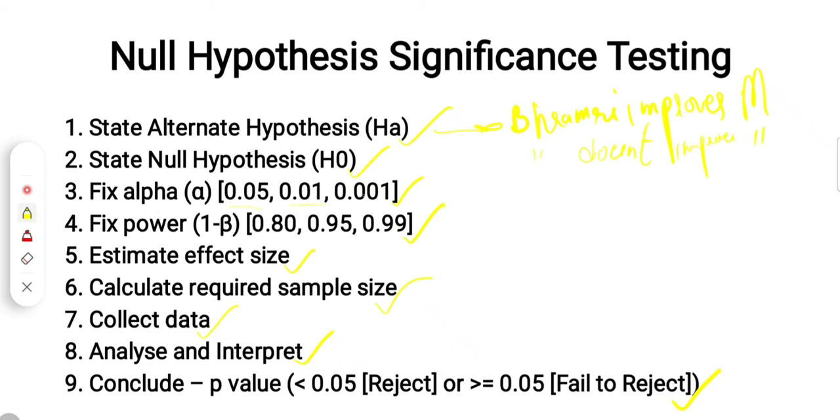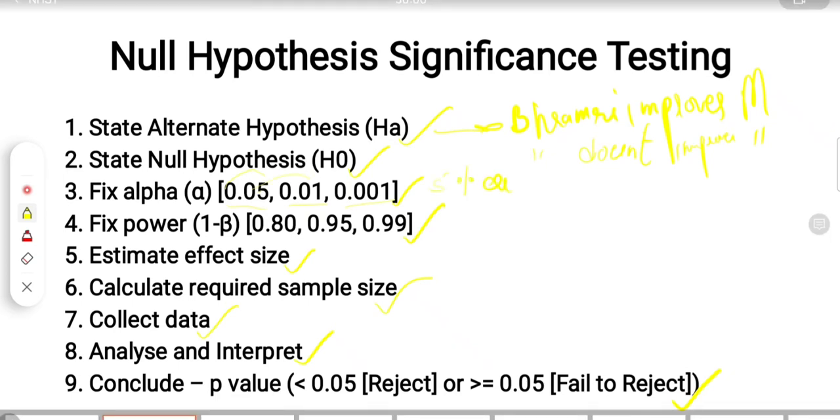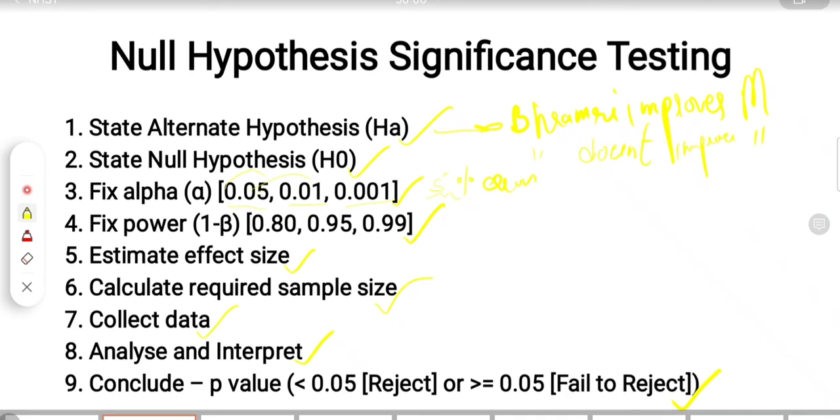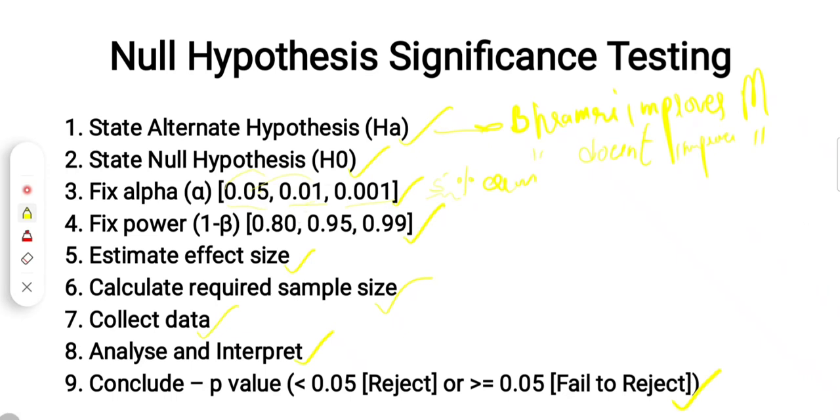Then we'll fix alpha. These are the standard values. It tells us that if we take this value, our research may have only 5% of error. We can deal with 5% of error or 1% or 0.1% of error. That tells the value of alpha.